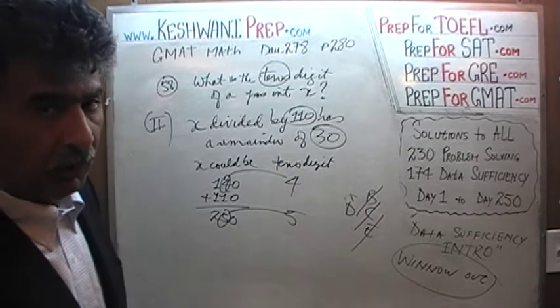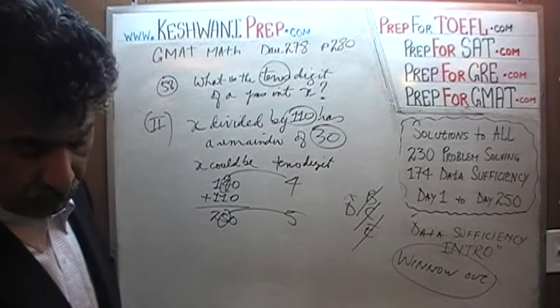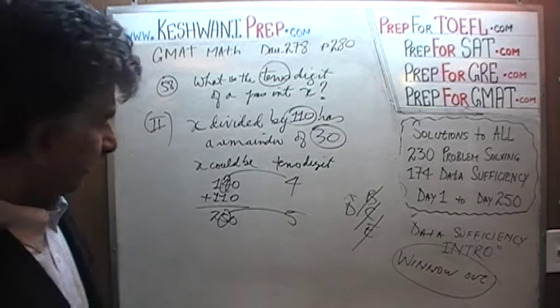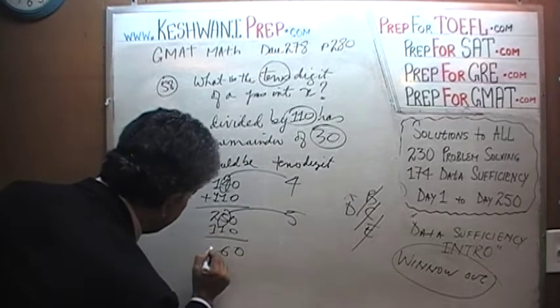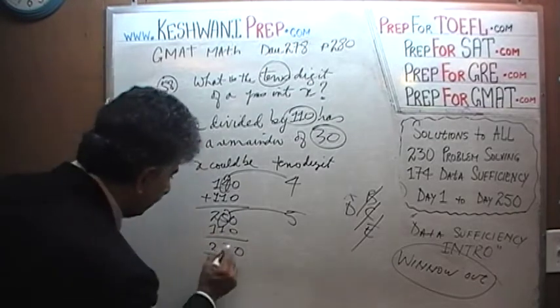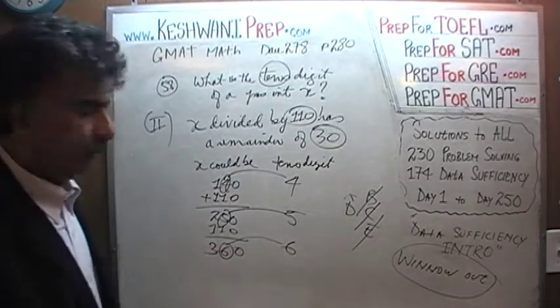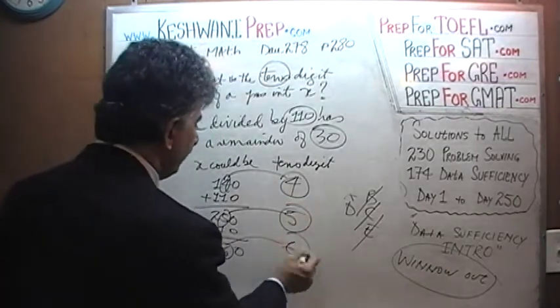I'm going to do one or two more rounds just to satisfy your curiosity. If you were to add another 110 to it, we get 360. And now the 10 digit is 6. We cannot tell what the 10 digit is. It depends on what the number is.